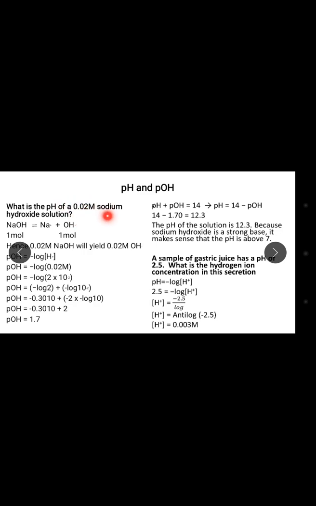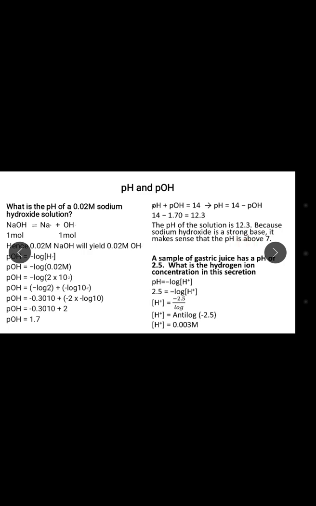And sodium hydroxide is a strong base, so the value we got is actually expected. So you can see the comment, the pH of the solution is 12.3. Because sodium hydroxide is a strong base, it makes sense that the pH is above 7. Yes, the pH is expected to be above 7.